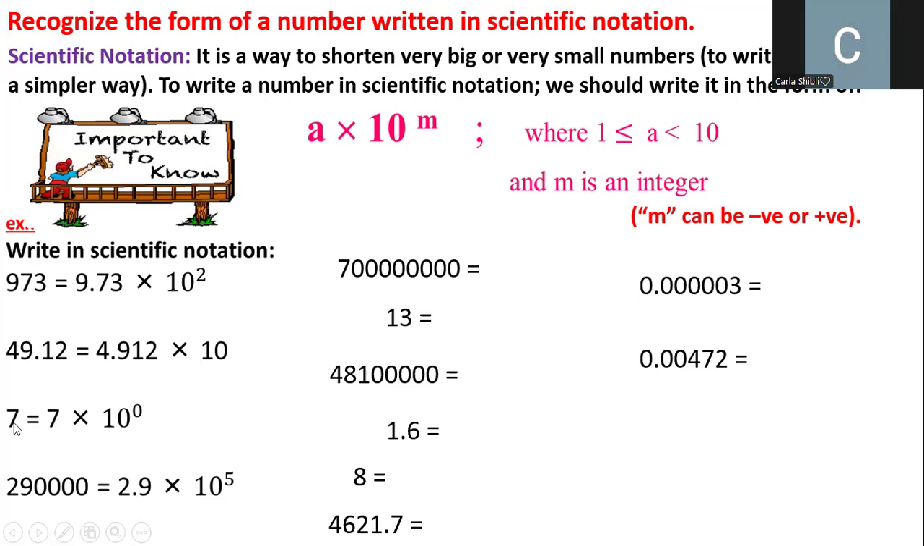7, is it a number between 1 and 10? Yes, so I should leave it as it is. I'm not moving the point anywhere, so I multiply by 10 to the power 0.